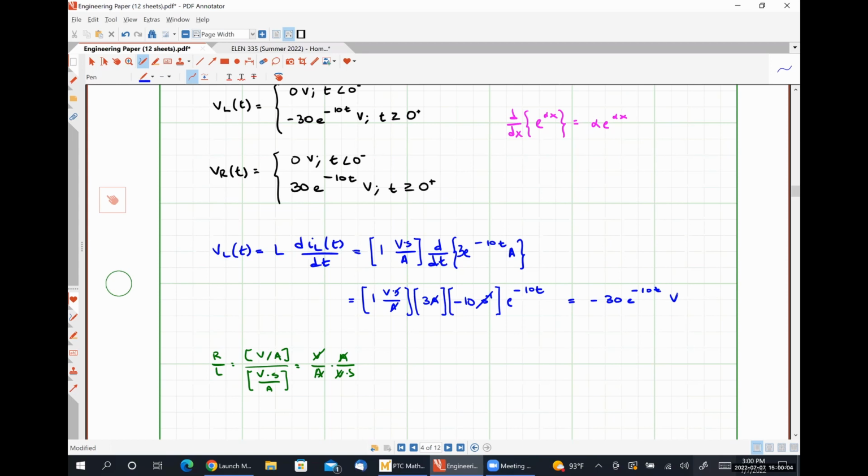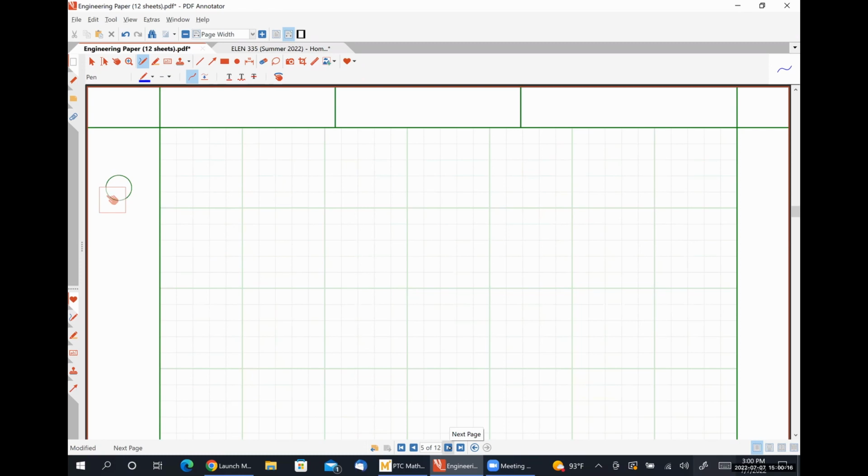Let's work another problem where we're going to increase the difficulty by really quite a bit, but we're just going to apply the exact same few steps here. Okay. So this is going to be our circuit of interest.